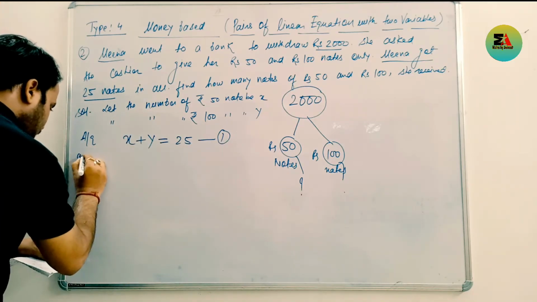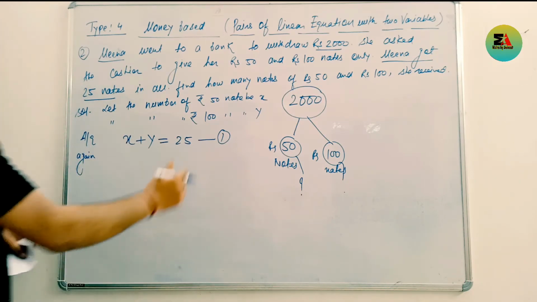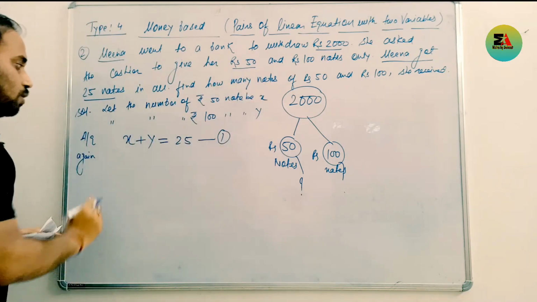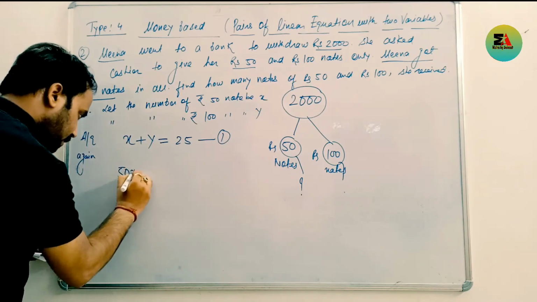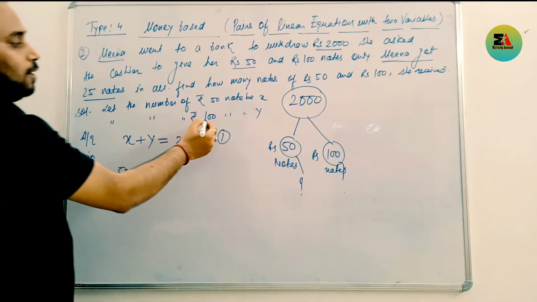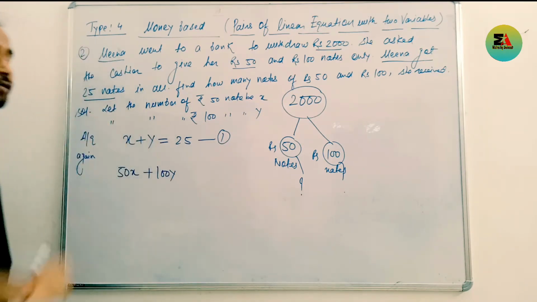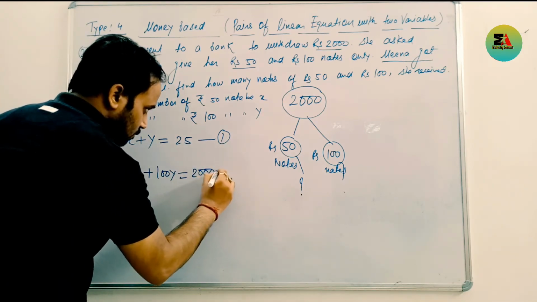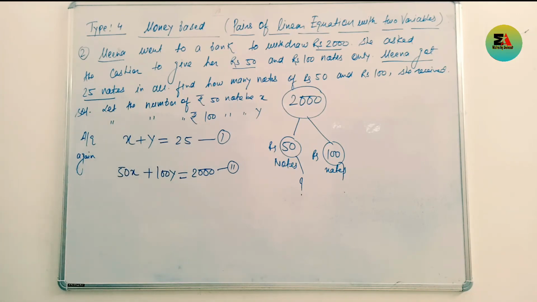Now again, the question says she got 2000 rupees in the form of 50 rupees notes and 100 rupees notes. So the number of 50 rupees notes is X, so she got 50X, plus the number of 100 rupees notes is Y, she got 100Y, equals the total of 2000 rupees. This is equation 2. Clear?